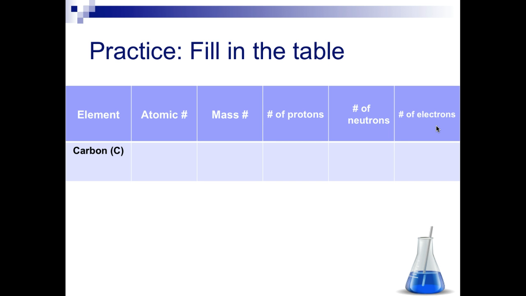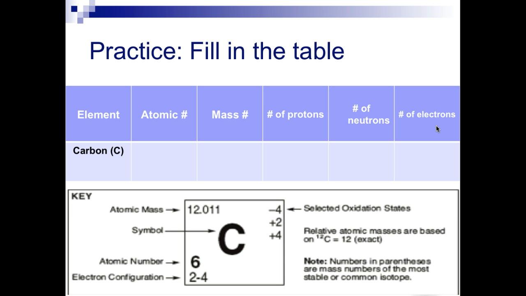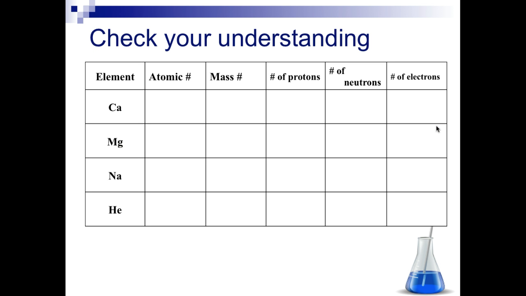Now let's practice. Fill in the table below. Carbon, what's the atomic number? You're going to need to use your periodic table in your reference packet to figure this out. The atomic number, and then also complete this table. We're going to look at this tomorrow in class to make sure that you understand how to get the atomic number, the mass number, number of protons, neutrons, and electrons for the following 4 atoms.